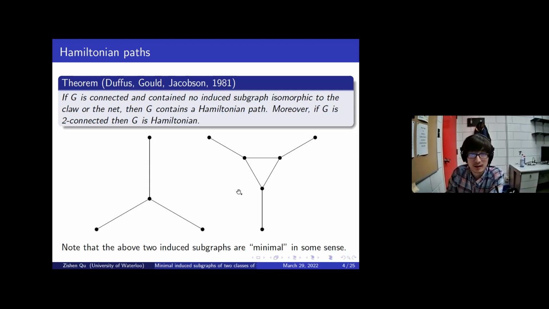One other thing to say is that if you don't have a Hamiltonian path and you're connected, you contain one of these. This is the traceable case. But it doesn't work the other way around, right? You can always take a complete graph and connect it to one of these induced subgraphs a few times and get a Hamiltonian path that contains one of these induced subgraphs. So just because you have those doesn't mean you're prevented from being traceable or Hamiltonian.